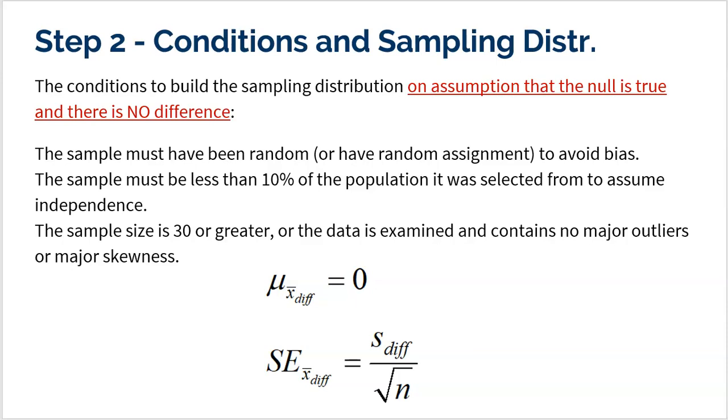The sample must be less than 10% of the population it was selected from to assume independence. And remember, we have to be big enough. So if the sample size is 30 or greater, boom, we're already big enough. It's nice and easy. But if we're under 30, we do have to examine our data and make sure there's no major outliers and no major skewness. And that is so that we can use a t-model.